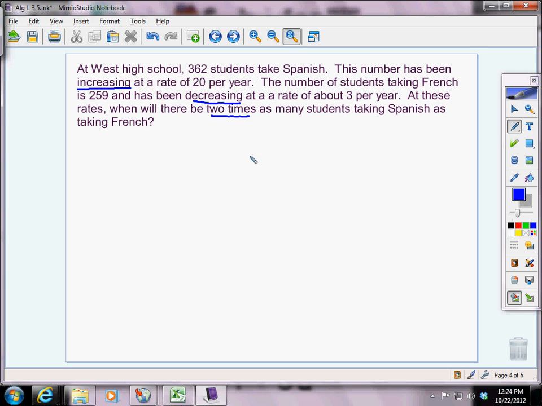So let's talk through this, maybe use our idea like we have in the past of a verbal model. We know there are 362 students taking Spanish. Okay, so current students taking Spanish. Obviously I'm doing this sloppily, but just trying to get a feel of what our problem is going to entail. It says this number has been increasing. So if we talk about increasing, I'm going to think of this as being a plus. Increasing at a rate of 20 students per year.